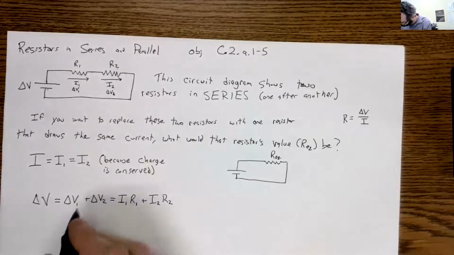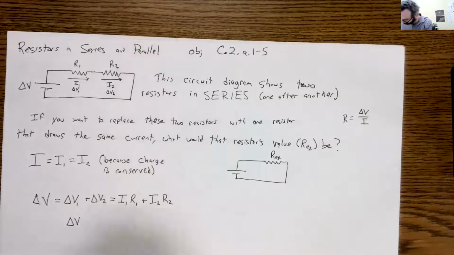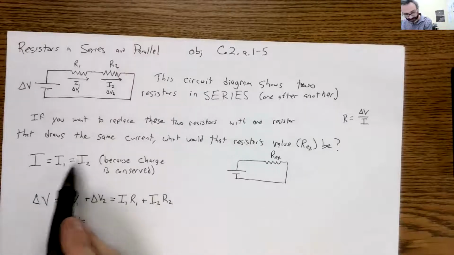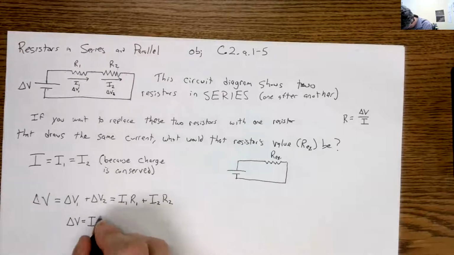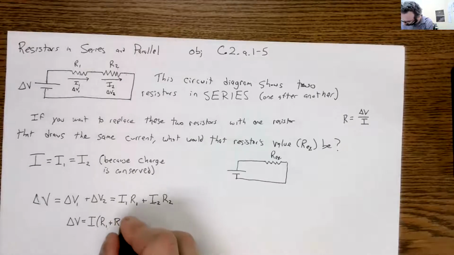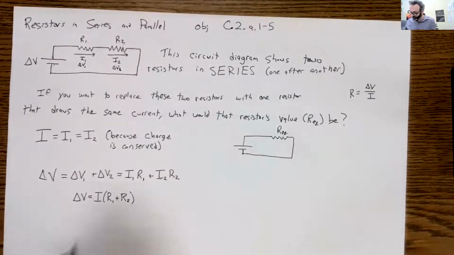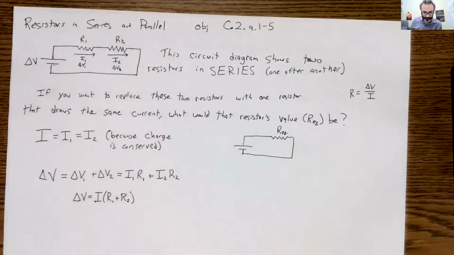Let me rewrite that a little bit. I've got my delta V, the potential just from the battery. I1 and I2 are the same. We said these two are the same, so we can just call it I. I can factor that out. R1 and R2 aren't necessarily the same. So I can say my potential difference is the current times R1 plus R2. Are we okay with that? Yes, actually. Makes a lot more sense.